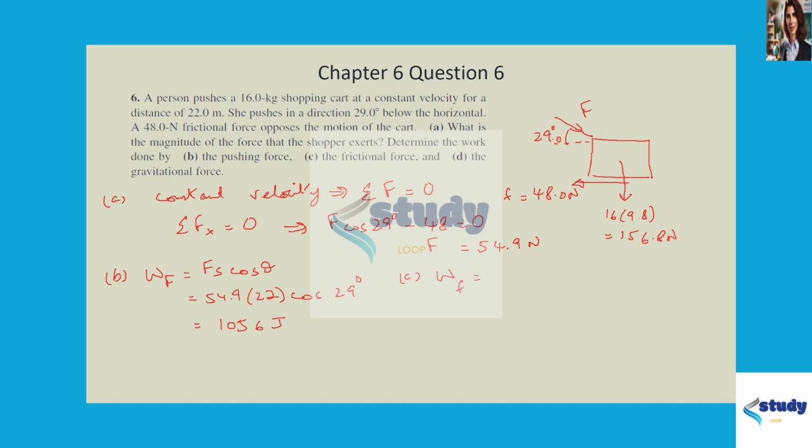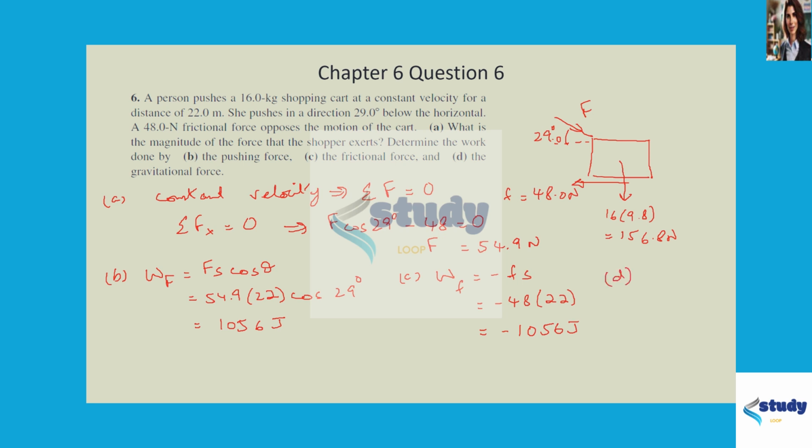Now part C says find the work done by the force of friction. Since the force of friction is opposite in direction to the displacement, the work done would be negative. So we'll say negative 48 times 22, and that comes out to be equal to 1056 joules, but that would be negative joules.